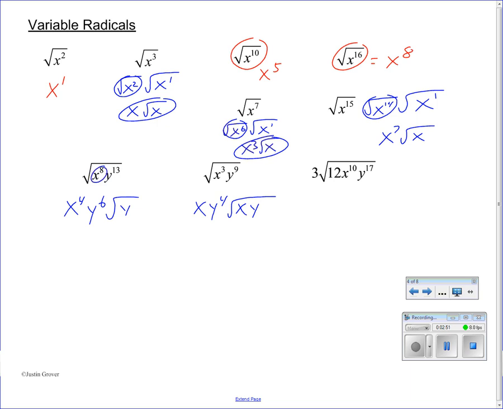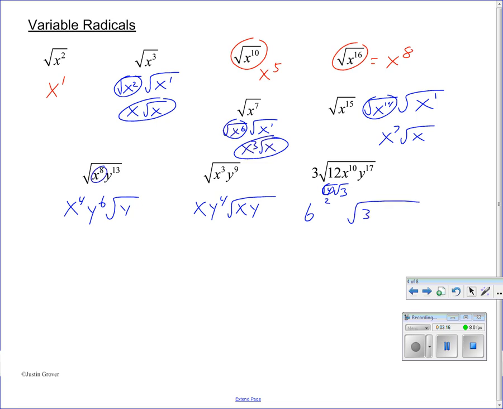Here I'm combining the numbers and variables together. For the 12, we can reduce that with a rad 4, rad 3. That'll become a 2 times a 3 in the front. We get a 6 in the front, and a 3 in the radical.